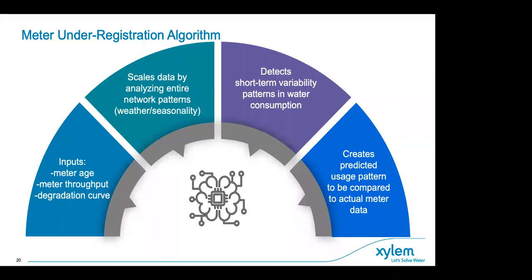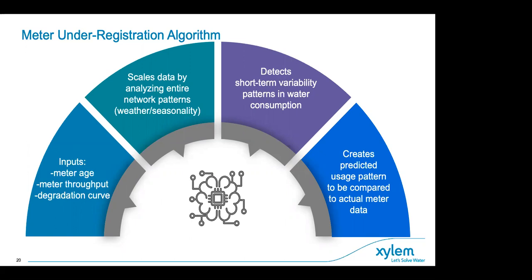So every bill we send out is less than it should be. And when we add that up in aggregate, that can be a serious revenue loss for the utility. So if I look at how we're calculating under registration, or predicting that a meter might be under registering, there's a few different steps that we go through.